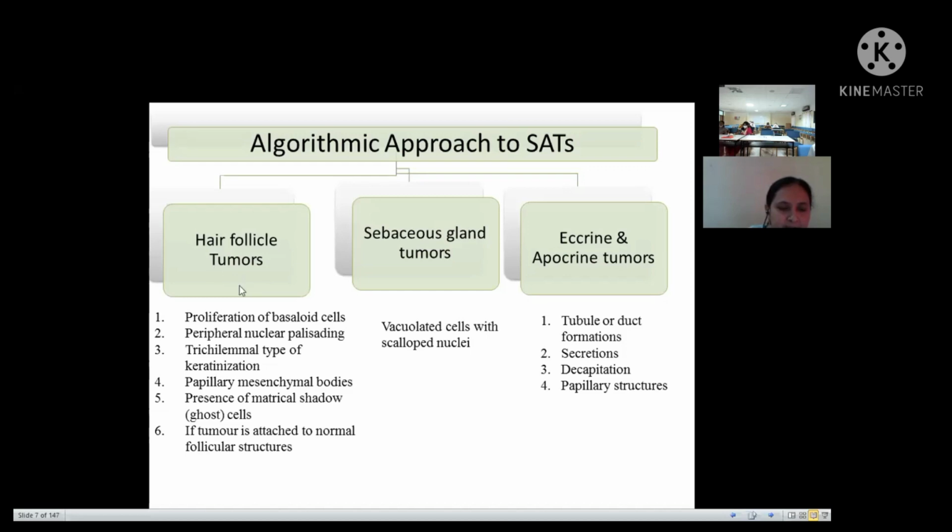So in my view, hair follicle tumors are the most difficult ones, mainly because they have a lot of histological overlap and confusing terminology. The key to identify these tumors is whenever we see proliferation of the basaloid cells, have a nuclear palisading, or whenever we see this trichilemmal type of keratinization in these tumors, or when we find the papillary mesenchymal bodies, shadow cells, or if the tumor is attached to normal follicular structures, then probably we are dealing with the hair follicle tumor.